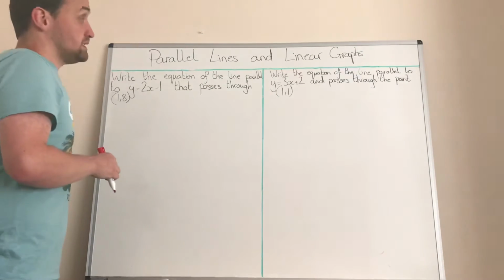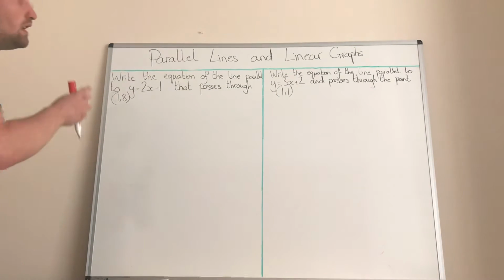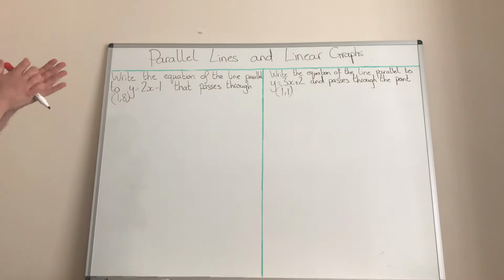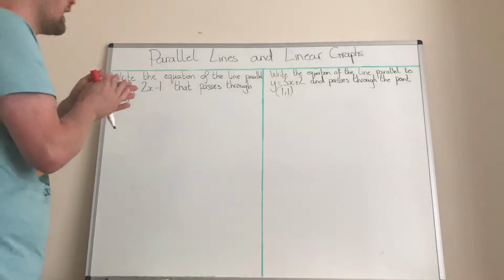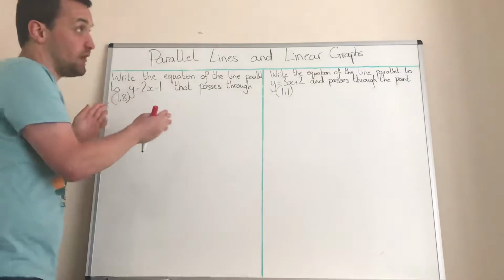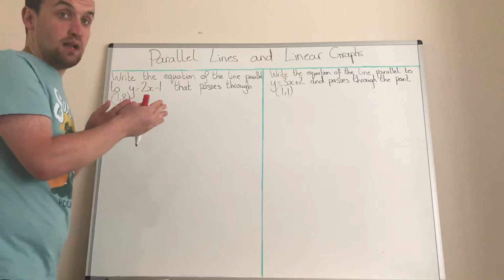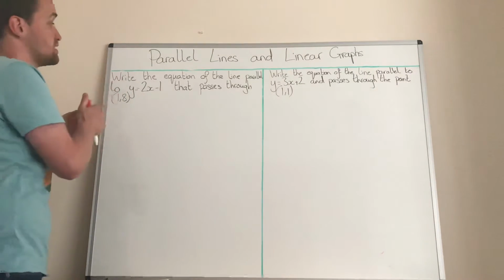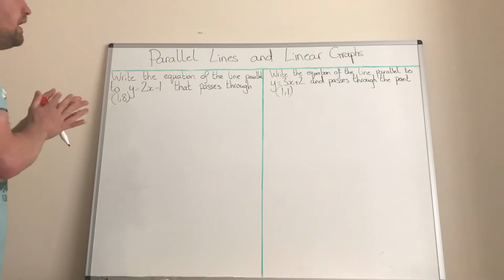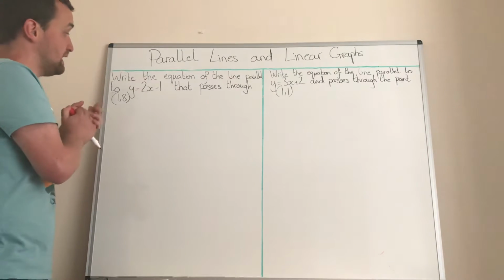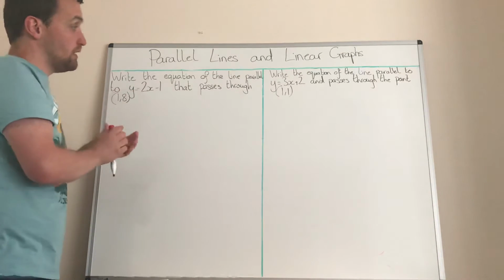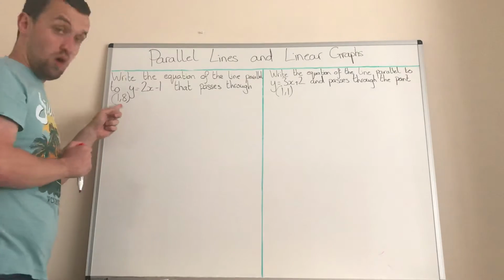Right, welcome back guys. We are still looking today at parallel lines, but we're actually going to look at finding the whole equation of the parallel line. I've given you this question. Write the equation of the line parallel to y equals 2x minus 1 that passes through the point (1, 8).